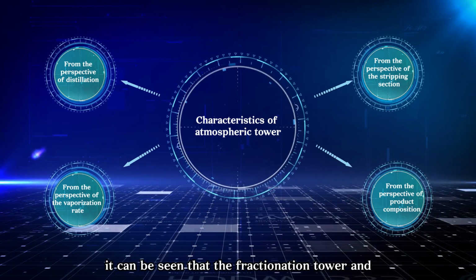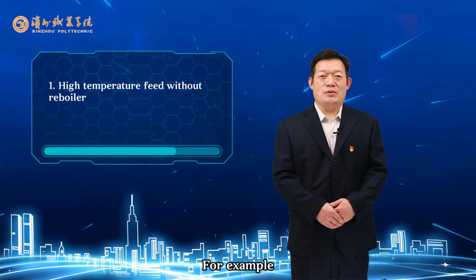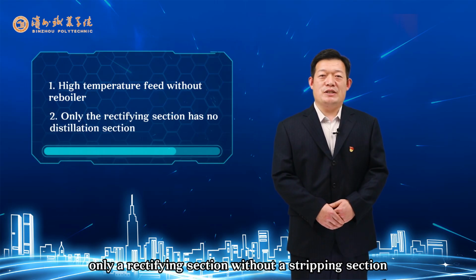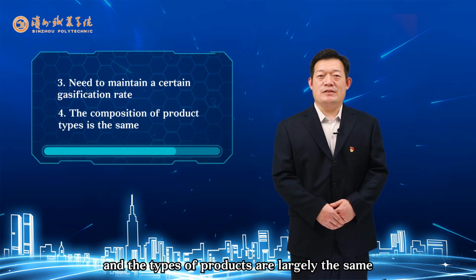From this, it can be seen that the fractionation tower and the atmospheric tower share many similarities. For example, both have high-temperature feeds, no reboilers, only a rectifying section without a stripping section. Both require maintaining a certain overflash ratio, and the types of products are largely the same.